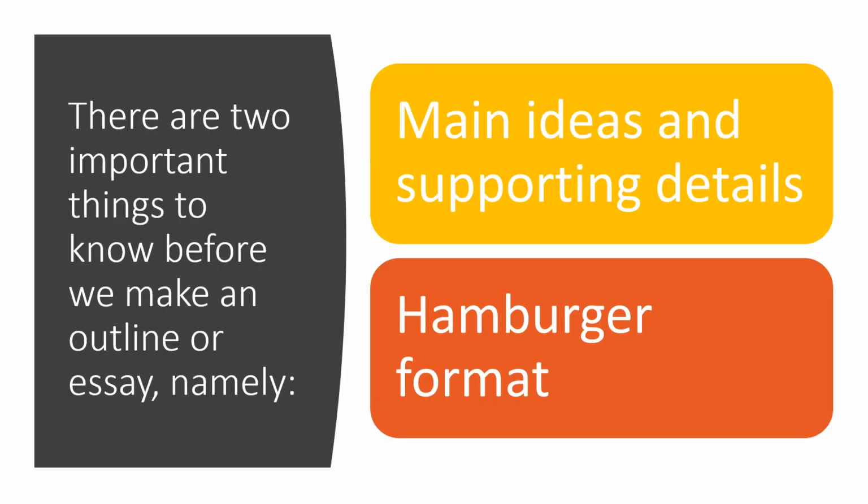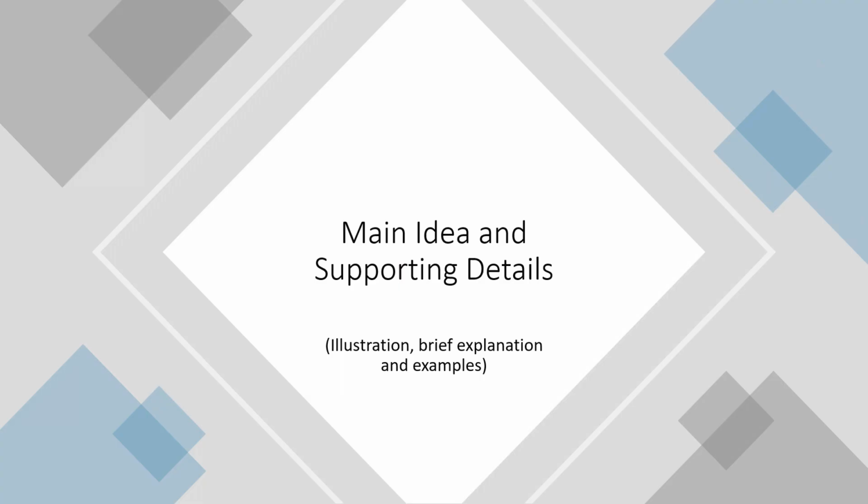Before we make an outline or essay, we need to know that there are two important things. The first one is that a paragraph or essay consists of main ideas and supporting details. And the second one is dealing with the format of the paragraph or an essay. In this case, we would like to talk about hamburger format. We would like to talk about them in this video one by one. First, we would like to talk about main ideas and supporting details.